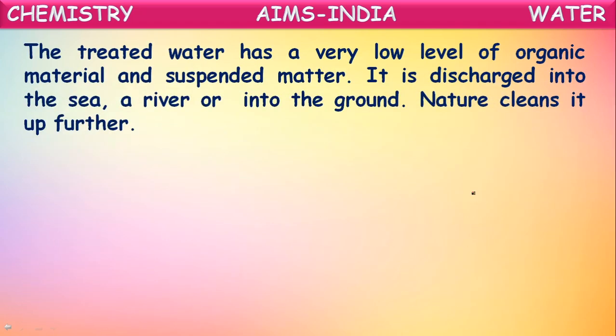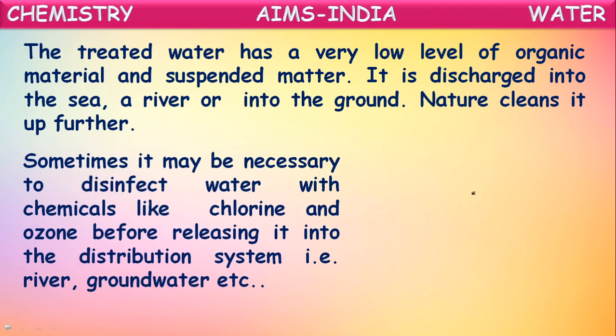The treated water has a very low level of organic material and suspended matter. Now, after all these four steps, the treated water will have a very small quantity of organic materials and suspended impurities. It is discharged into the sea, a river or into the ground. After removal of the activated sludge, that wastewater containing a very small quantity of organic material and suspended impurities will be released into the oceans, seas or rivers. Okay, nature cleans it up further, so that water will be further cleaned by nature.